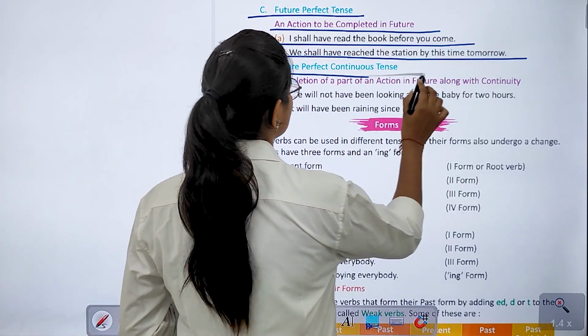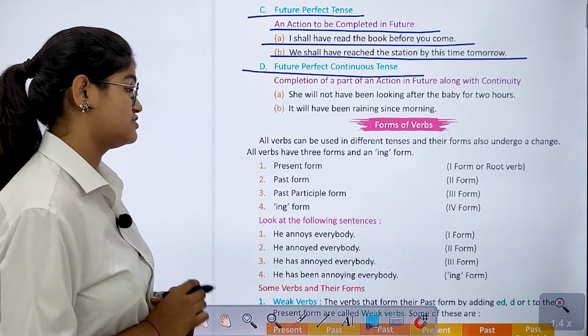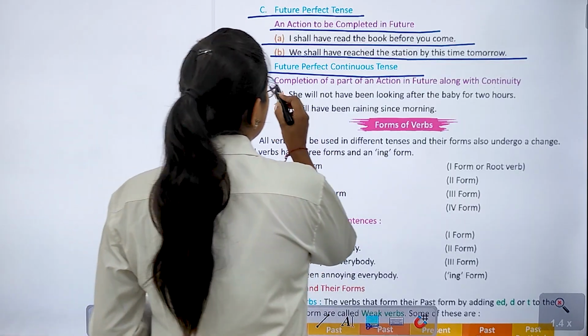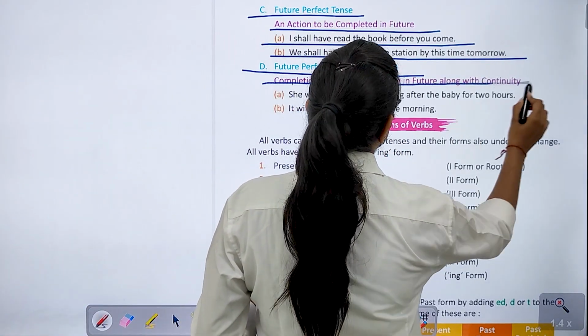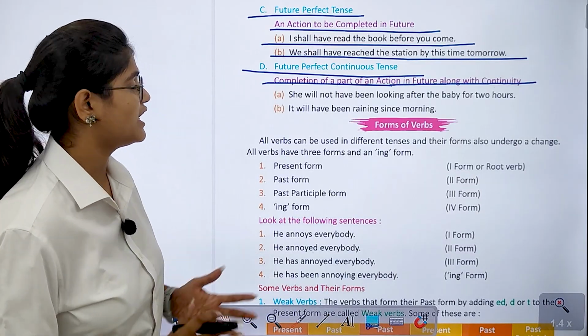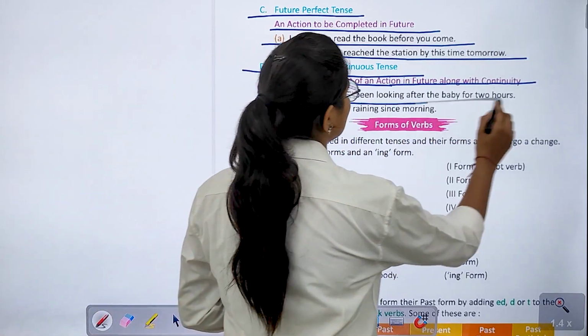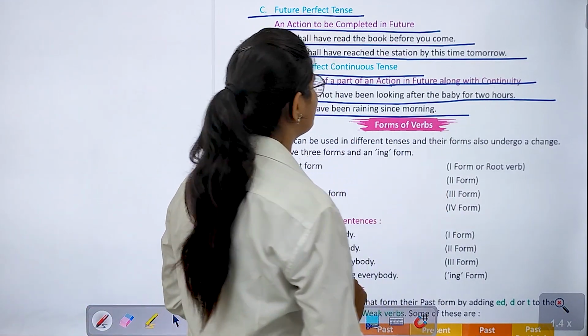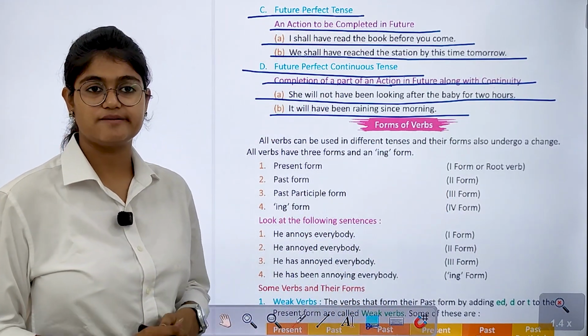After that we have future perfect continuous tense. अब future perfect continuous tense क्या है? Completion of a part of an action in future along with continuity, right? So क्या है वो examples? She will not have been looking after the baby for 2 hours. It will have been raining since morning, right?